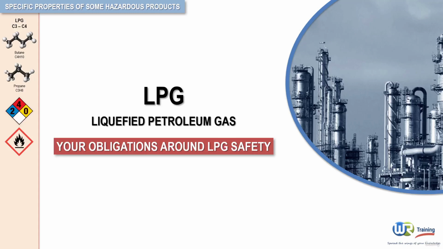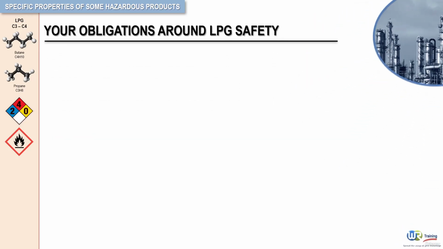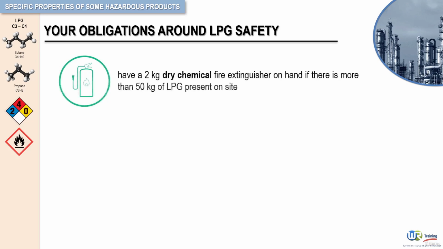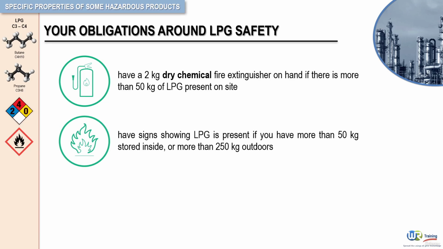This video summarizes your obligations around LPG safety. If you use, store, handle, or process LPG, then you must have a 2 kg dry chemical fire extinguisher on hand if there is more than 50 kg of LPG present on site. You must have signs showing LPG is present if you have more than 50 kg stored inside or more than 250 kg outdoors. Signs must be located correctly, easy to understand, made from durable materials, and show that LPG is flammable.